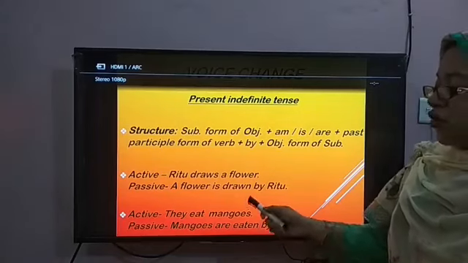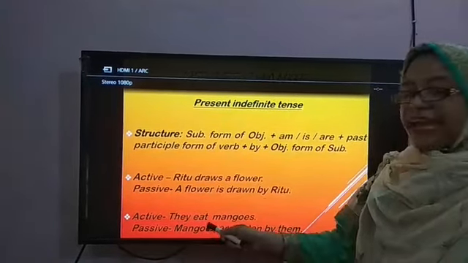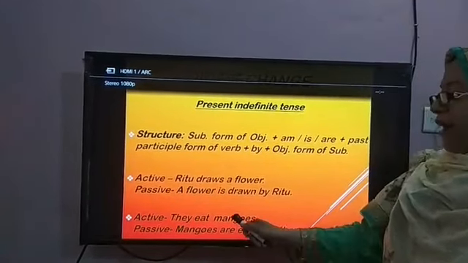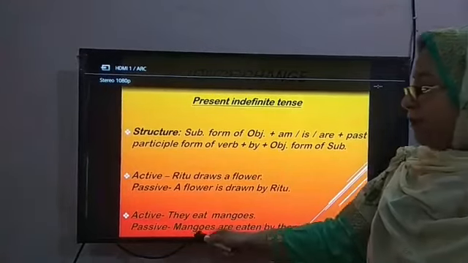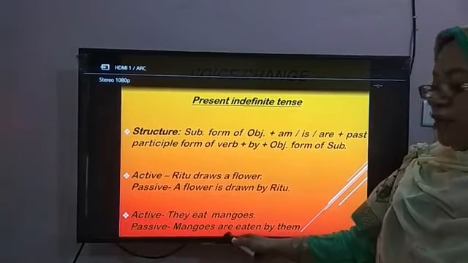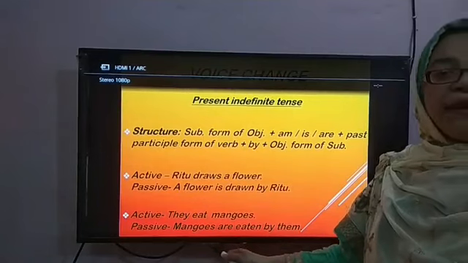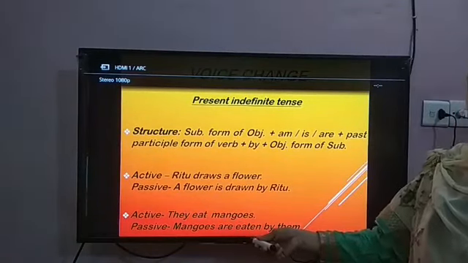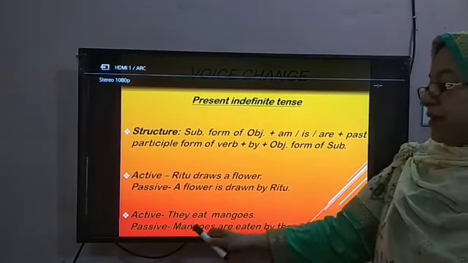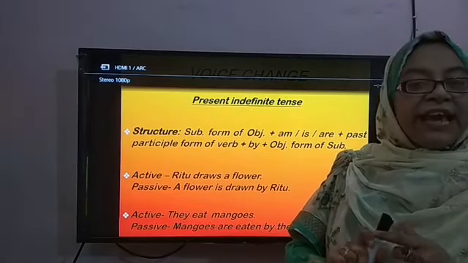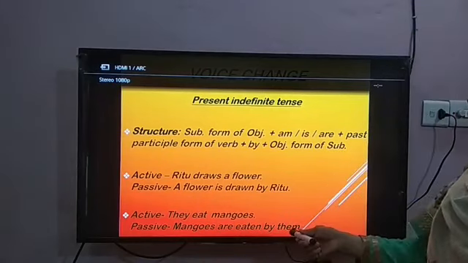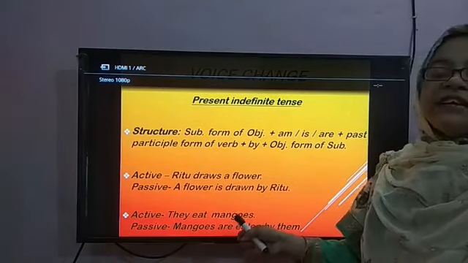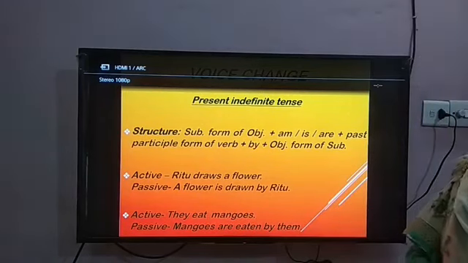Okay dear, now look at the next example. They eat mangoes. Here mangoes is the plural form, so verb will be are. Past participle form of verb is eaten. Then by, and objective form of subject they is them. Look at here, them. So the answer will be mangoes are eaten by them.